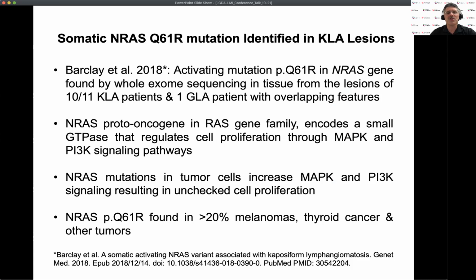NRAS is a proto-oncogene in the RAS gene family, and it encodes a small GTPase that regulates cell proliferation through MAP kinase and PI3 kinase signaling pathways. NRAS mutations occur in tumor cells and increase MAP kinase and PI3 kinase signaling, resulting in unchecked proliferation. The NRAS Q61R mutation is found in greater than 20% of melanomas, as well as thyroid cancer and other tumors.